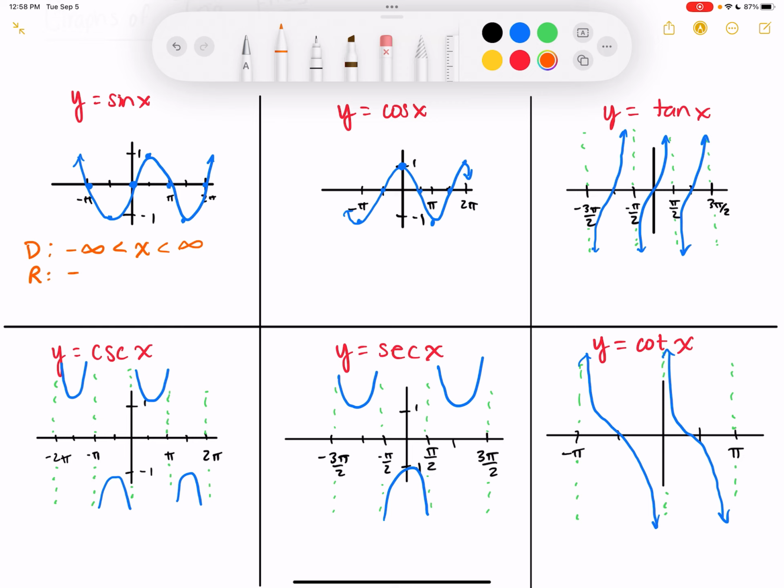Range, -1 less than or equal to y, less than or equal to 1. And the period is 2 pi. Cosine, domain, negative infinity less than x, less than infinity. Doing better this time. Range, -1 less than or equal to y, less than or equal to 1. And the period is 2 pi.